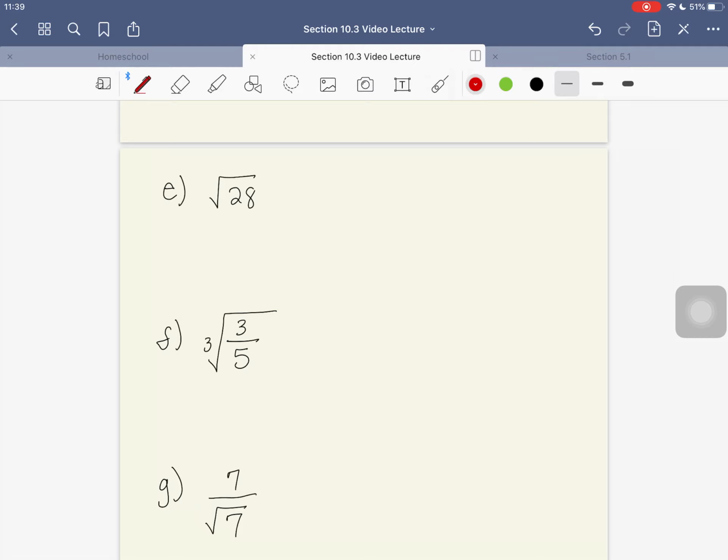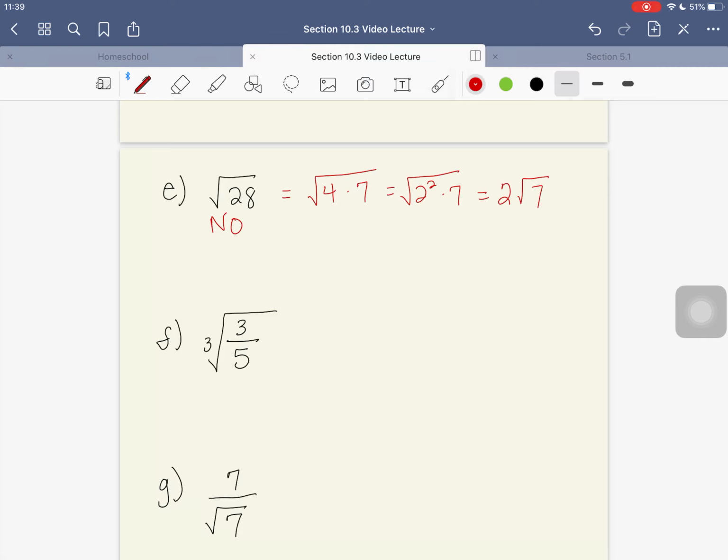The square root of 28, I can write that as the square root of 4 times 7, or the square root of 2 squared times 7. So here I've broken one of the conditions because the exponent and the index are the same. I can take that square root. So I would simplify this and now write it as 2 square root of 7. Now this is in simplest form, but this is not.